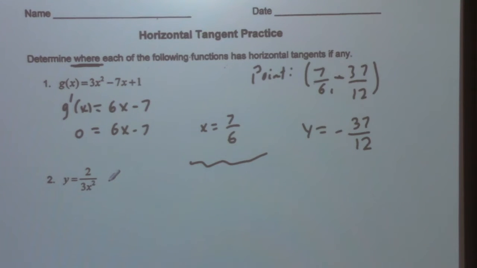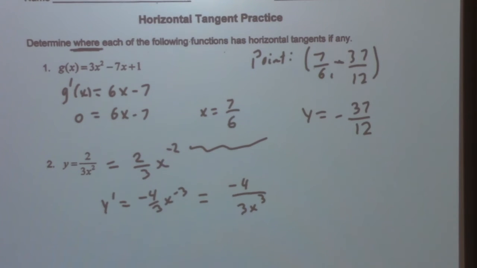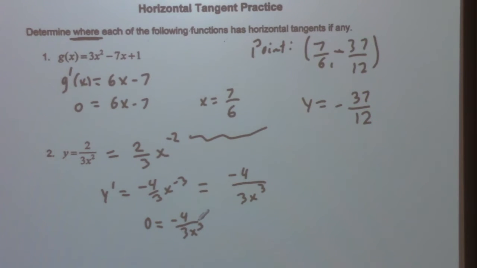So anyway, for this second one here, I'm going to have 2/3 x to the negative 2 power. So y prime is going to be negative 4/3 x to the negative 3 power. So that's going to be negative 4 over 3x to the 3rd power. And if we set this equal to 0, we say 0 equals negative 4 over 3x to the 3rd power, and we solve for x. What is x? The cube root of negative 4/3.